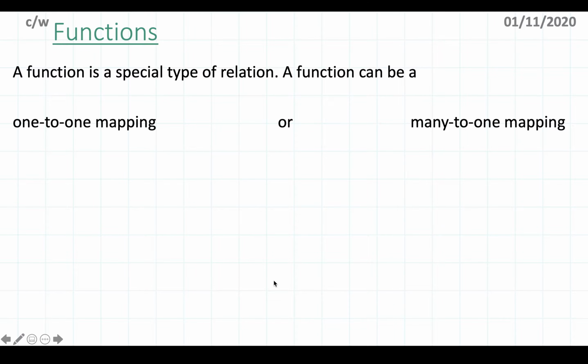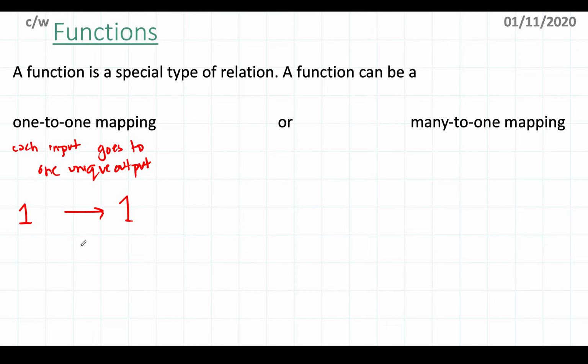A function is a special type of relation, and it has two specific properties: a function is a one-to-one mapping or a many-to-one mapping. So what does that mean? It means that each input goes to one unique output. For every one input you have, you're getting one output.